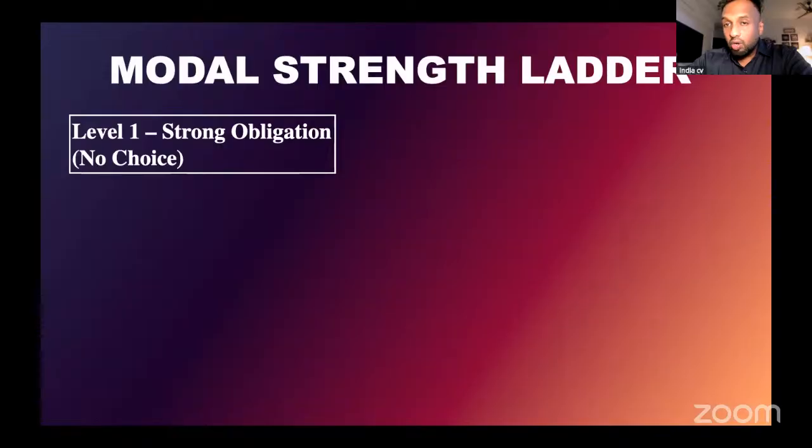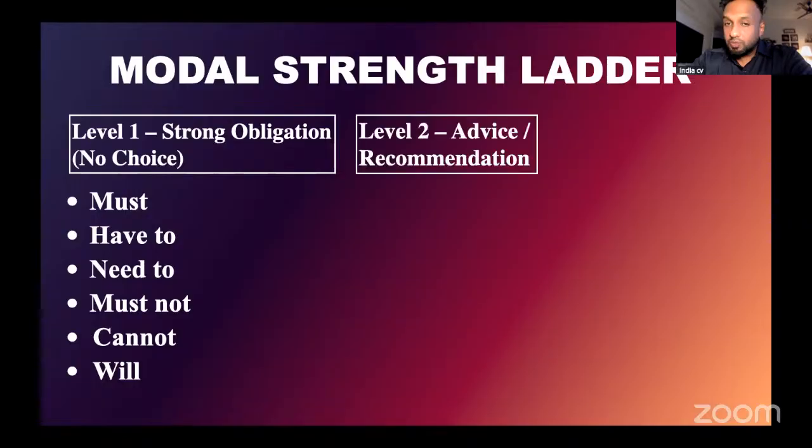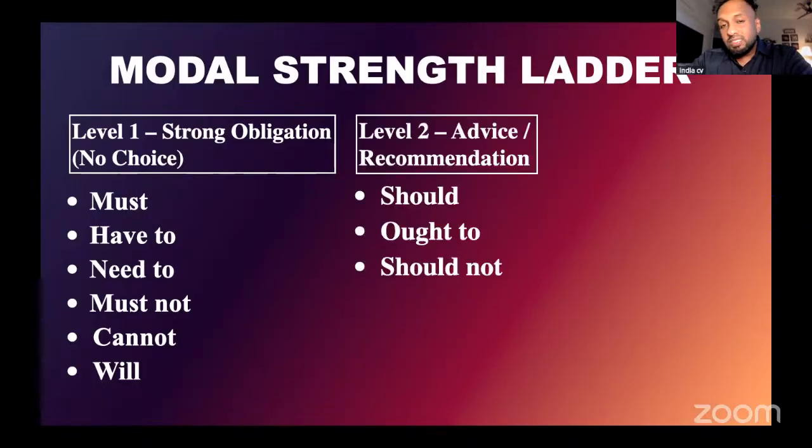Now, these are the modal strength ladder. So if you have a book and pen, you can write it. Words like must, have to, need to, must not, cannot, or will talk about strong obligations. You will have to do it. There is no second option. If you find these words in your options, that option is telling you it's an obligation. A person has to do this. There is no option.